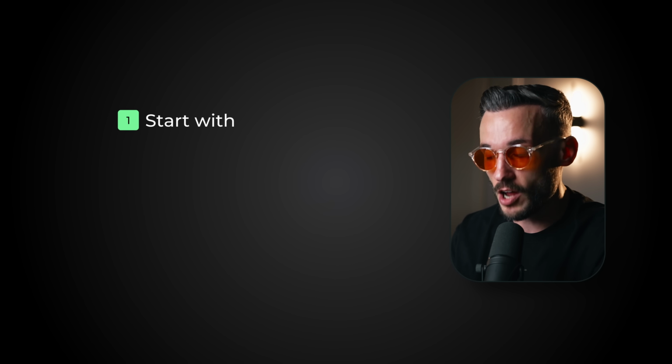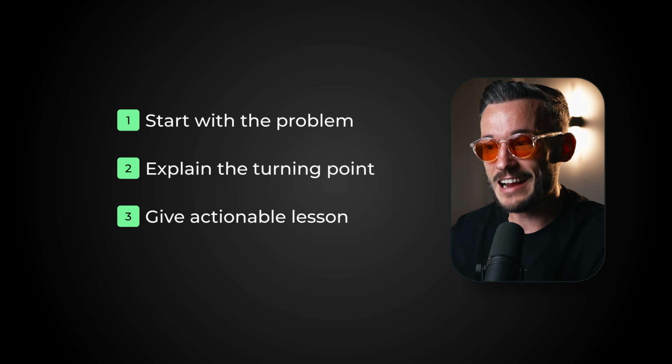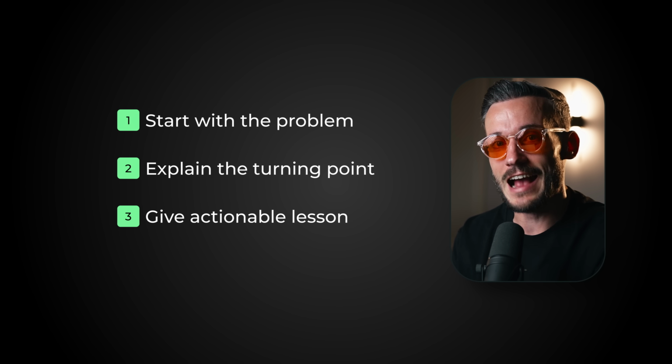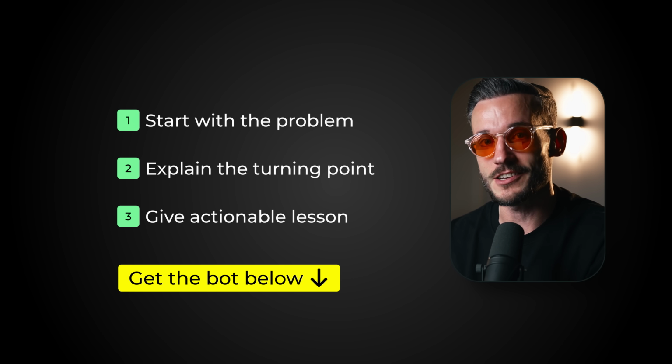So each lesson in this type of video, you just need to do 3 things. You start with the problem you had, then you explain the turning point, and then you give an actionable lesson after. It was the turning point, the show of vulnerability, and the actionable lesson that the viewers loved according to the AI's research.